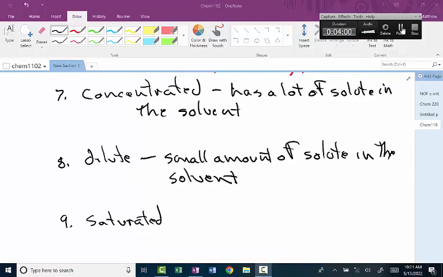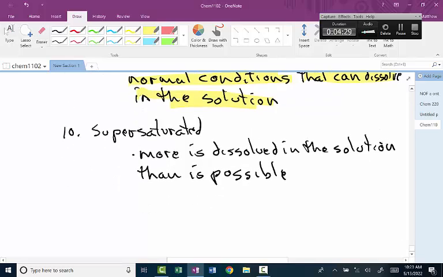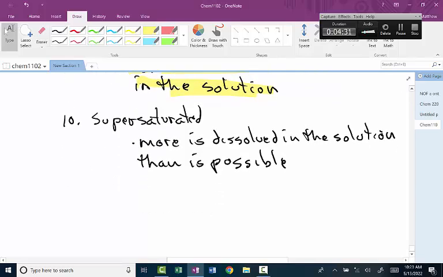A couple other terms are, a term is concentrated. When we say a solution is concentrated, it has a lot of solute in the solvent. If we say the solution is dilute, we have a very small amount of solute dissolved in the solvent. The other two terms are saturated and supersaturated. Saturated is the maximum amount under normal conditions that can dissolve in the solution. Supersaturated is when you have more dissolved in a solution than is possible.